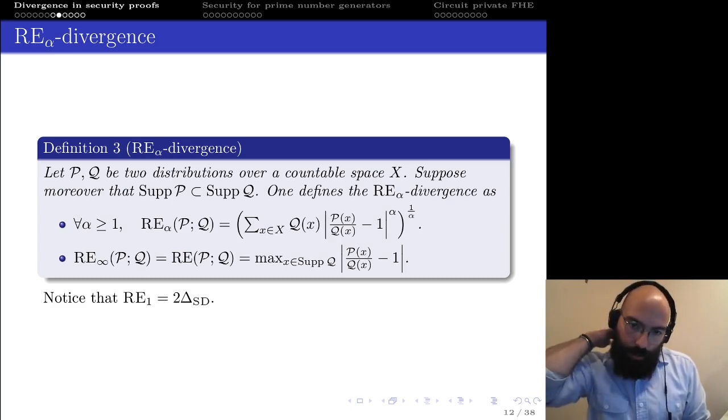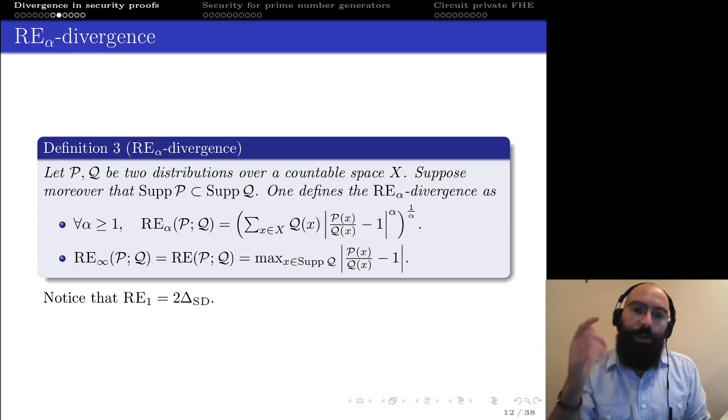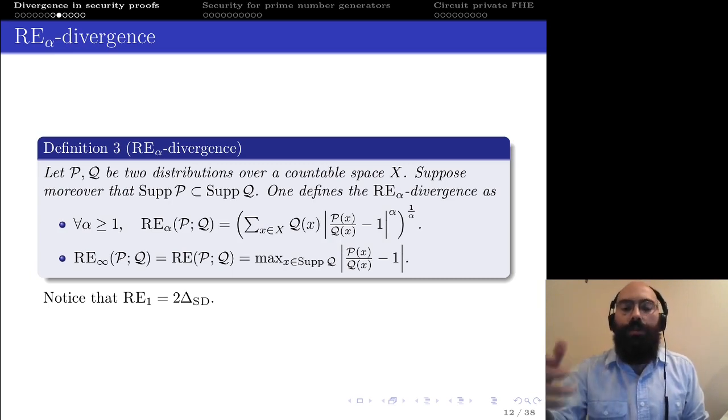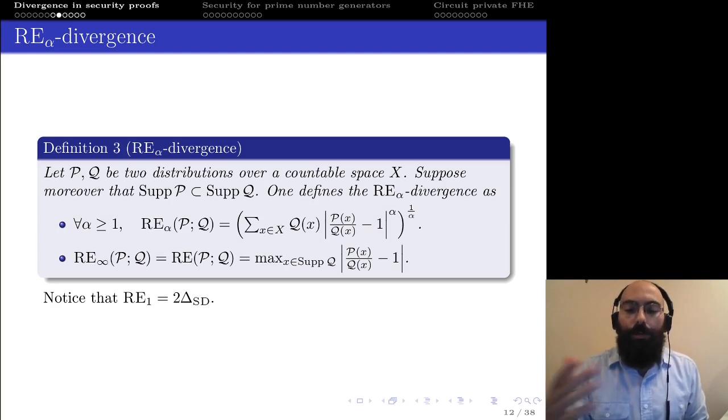The main difference with the Renyi divergence is that there is a -1 in the absolute value and the exponent is a bit different. And you see that when alpha is equal to 1, you get 2 times the statistical distance. And when alpha is equal to infinity, you get the standard relative error, hence the name relative error of order alpha. So you get the continuous link between the statistical distance and the relative error.